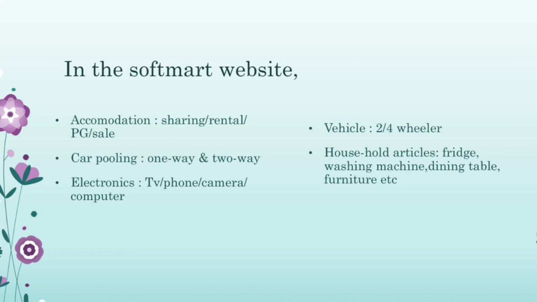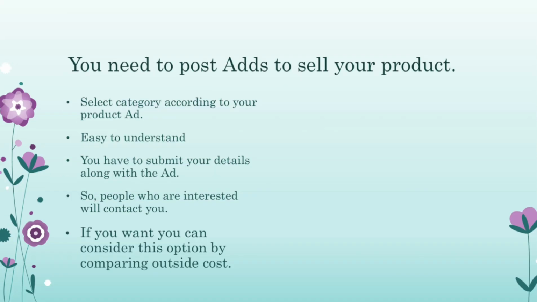And electronics, like TV, mobile phone, camera, computer, anything you're searching for to buy, if you are a TCSer, you can first come to this website and check it. Vehicles are also available, like two-wheelers and four-wheelers, whether you want to sell or purchase. And household articles like fridge, washing machine, dining table, furniture, etc., everything is available. So that is the reason I said all business needs on one platform. That is only the Softmart website.